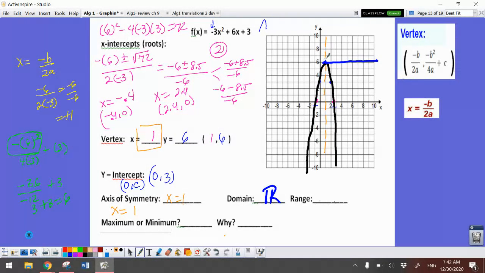My range, I see I have a maximum because A is negative. Okay, A is negative, so I know that I'm going down from there. So range is going to be real numbers less than or equal to, and where's that line? It's at 6. So I'm less than or equal to 6.